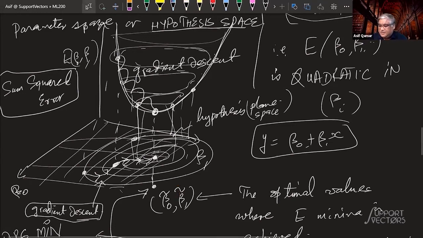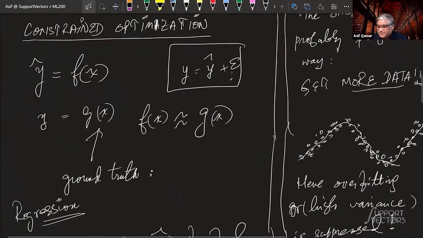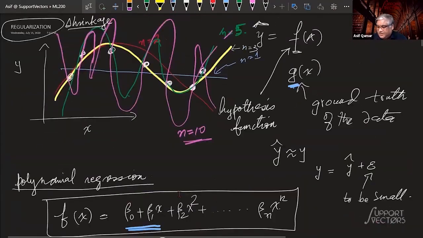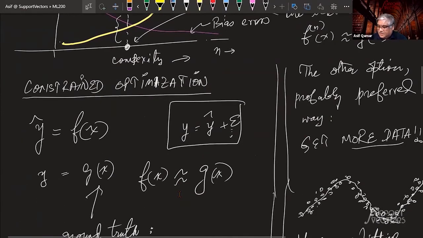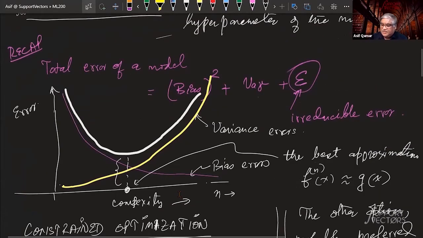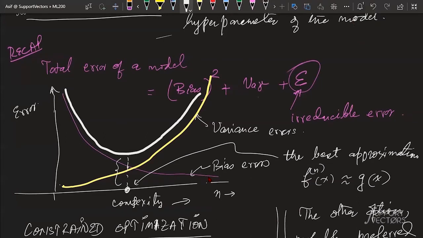Let me go back to the terms where we define the error. Look at this pink equation. Irreducible error will remain. It represents that which you don't know. But if you look here at this optimal point, do you notice that the pink line is not zero? The value of pink is not zero. There is still bias error, and the yellow line is not zero either, so there is also variance error, isn't it?